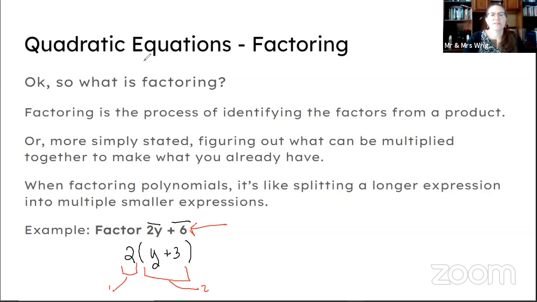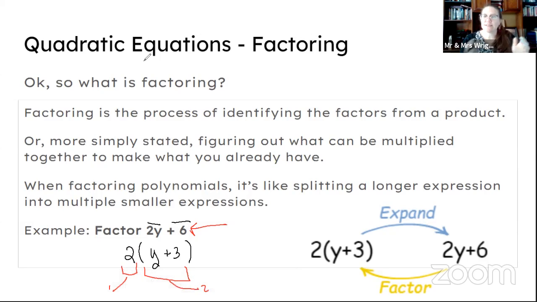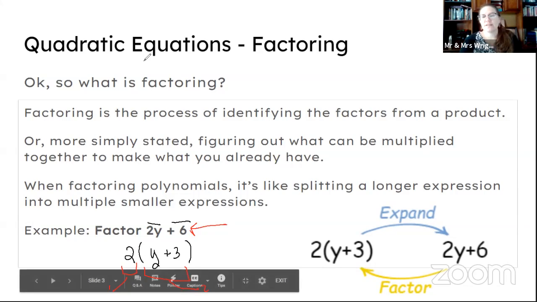2y plus 6. So when we multiply this out, that's called expanding. If we take 2 times y plus 3 and distribute that 2 to everything inside of the parentheses, that's called expanding. When you go from something that's already expanded down to its factored form, that's called factoring. So you can see that they're just the reverse of each other.